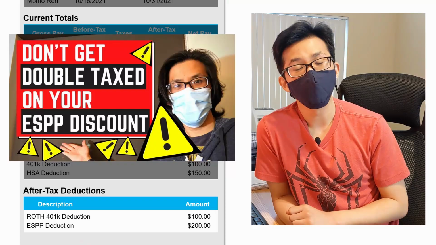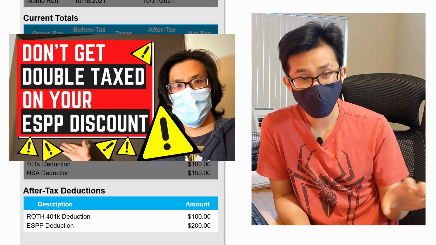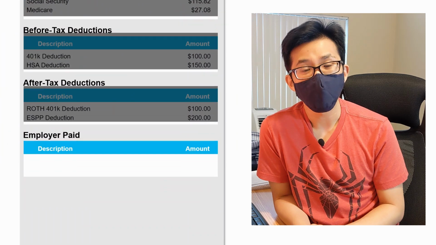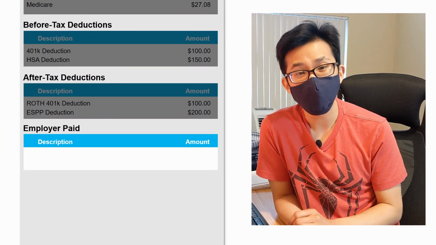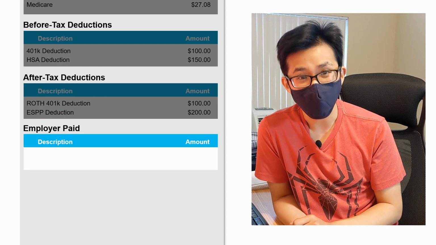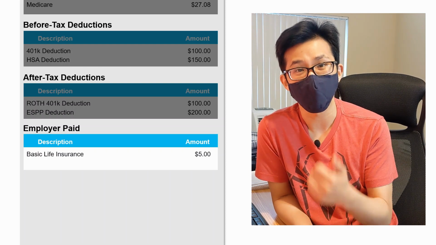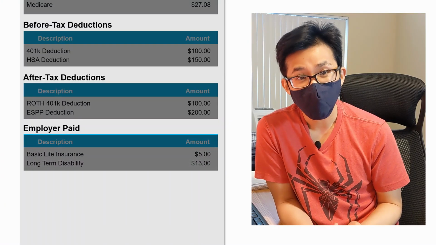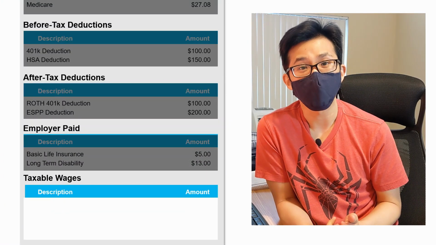Okay, moving on. You should also see a section called Employer Paid. If your company pays for your insurance, these things should show up here. This can include things like life insurance and disability insurance. Moving on, now that we have talked about before tax deductions, after tax deductions, and what your employer has paid for your insurance, let's move on to talk about how your taxable wages are calculated.